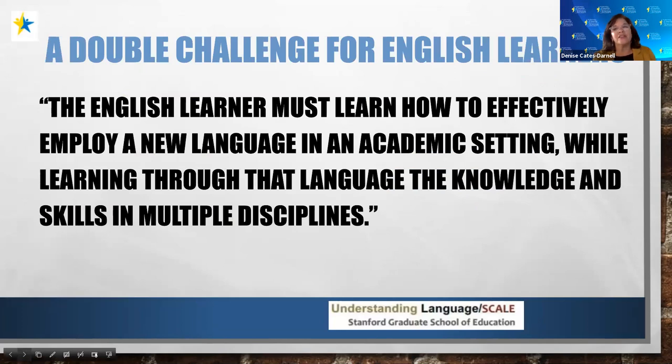So we know that our English learners have a double challenge as they are learning math. They really have to learn a new language in an academic setting. While they are learning that language, they have to learn the knowledge and skills in multiple disciplines. So they are doing double duty. And we're going to be using a few pieces today from the Stanford Graduate School of Education, their Scale unit, Understanding Language. So you'll see those. And I'm going to let Rosemary take on the next part here.